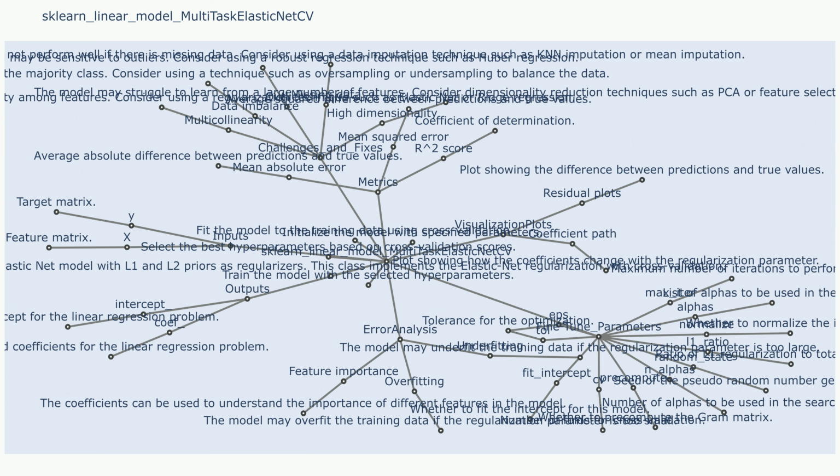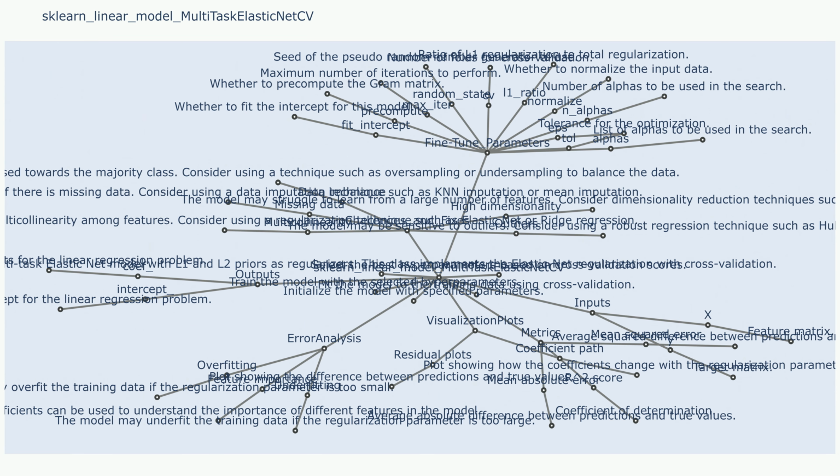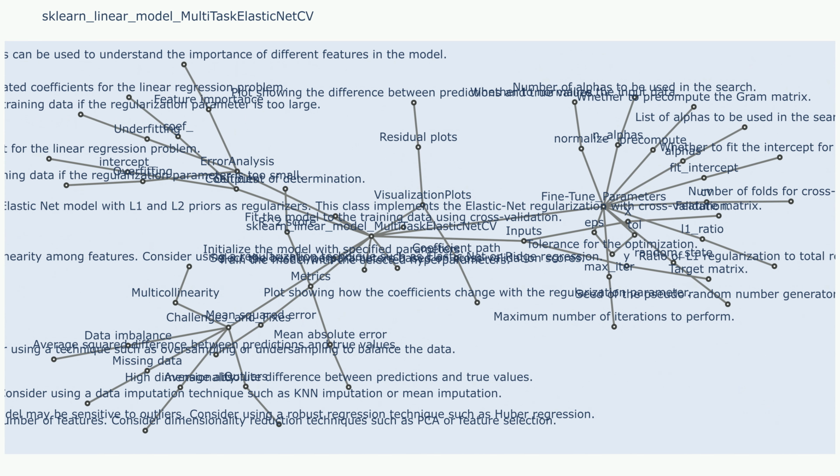L1 ratio controls the balance between the L1 and L2 penalties. n_alphas: number of alpha values to test in cross-validation. n_l1_ratios: number of L1 ratio values to test in cross-validation. cv: cross-validation strategy. tol: tolerance for the optimization. Uncertainty methods: confidence intervals to quantify the uncertainty in the coefficients. Prediction intervals to quantify the uncertainty in the predictions.